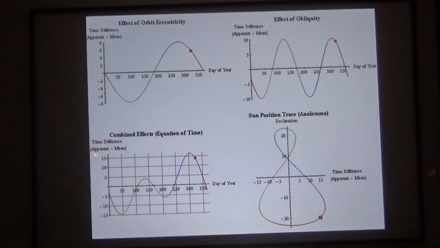And what the time difference is showing you is, again, the apparent time by the sun versus the actual mean time, like the average daily time that we go by, according to our clocks.